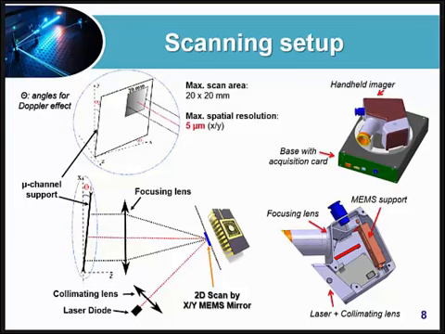The maximum area of scanning is 20 by 20 millimeters, and the maximum spatial resolution is 5 micrometers. The dotted red line indicates the laser centered on the mirror, and the black ones indicate the extremes of possible scanning in X. So the same for Y.